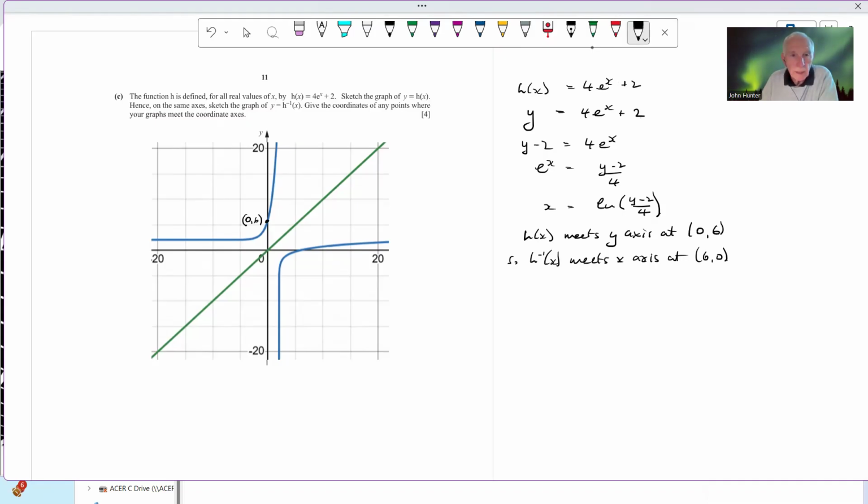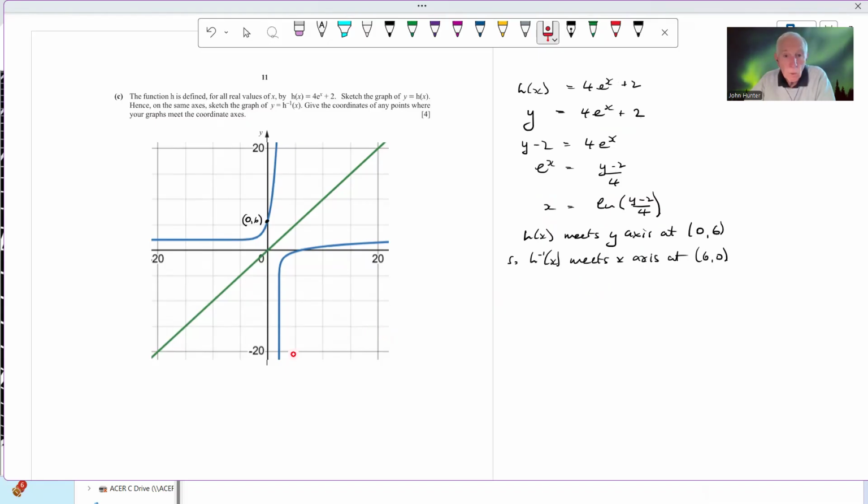And on the same axis, sketch the graph of h, the inverse function of x. Right, well, as before, what we're going to do is change the subject of the formula. Let y equal this lot, and then we end up with this. And then, of course, what we do is we take the natural log of each side of the equation. That's the inverse function of that, and we end up with this.